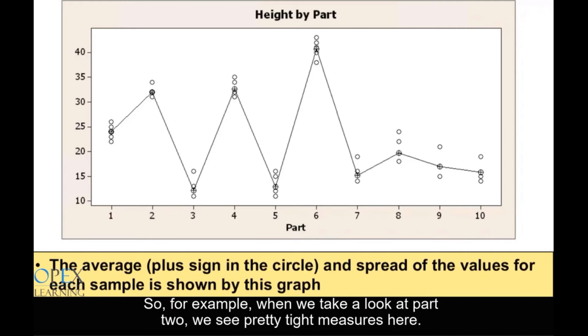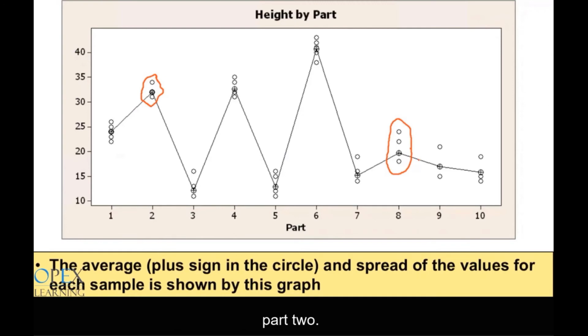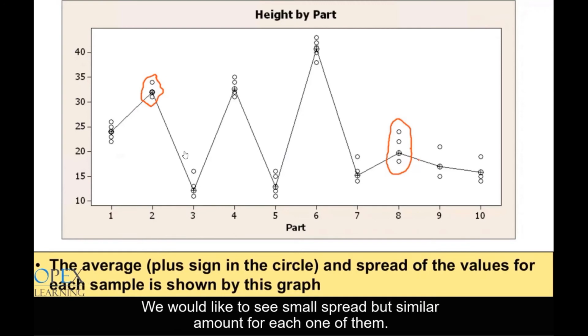So for example, when we take a look at part 2, we see pretty tight measures here. But we take a look at, for example, part 8, a lot more disagreement than we saw around part 2. Interesting. All right, we would like to see small spread, but similar amount for each one of them.